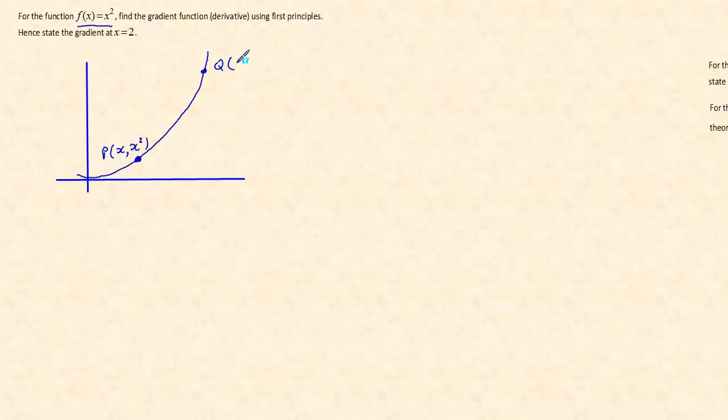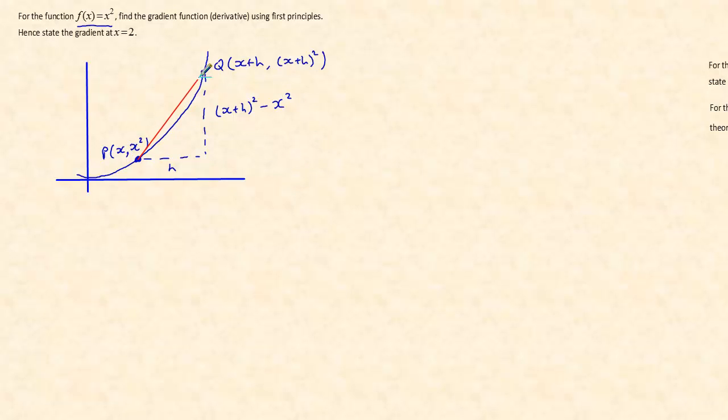If we take Q at x plus h, so what we're saying here is that this distance is h between these 2 points, then the y-coordinate is x plus h squared. The function is x squared, so we just square the x-coordinate to find the y-coordinate. And that means that this vertical distance here is x plus h squared minus x squared.